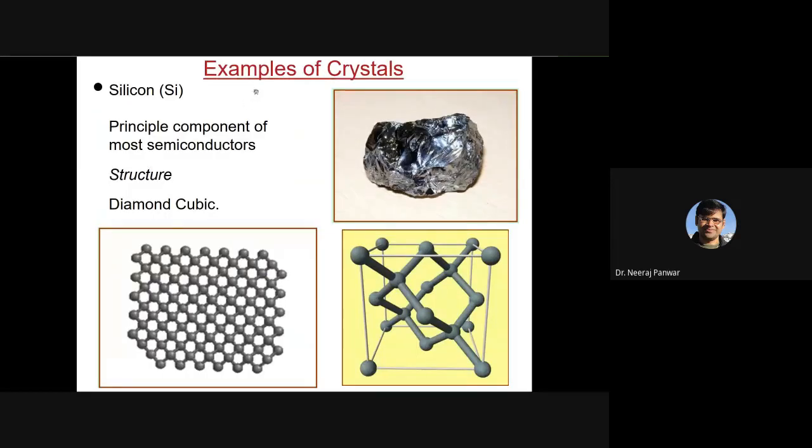Another famous example is silicon, a very famous element that is used to make semiconductor devices. This is the single crystal of silicon, and you can see it has some definite arrangement of silicon atoms. Each silicon atom is surrounded by 4 silicon atoms. So each silicon atom is tetrahedrally coordinated with 4 neighboring silicon atoms, and this arrangement extends in this crystal throughout.